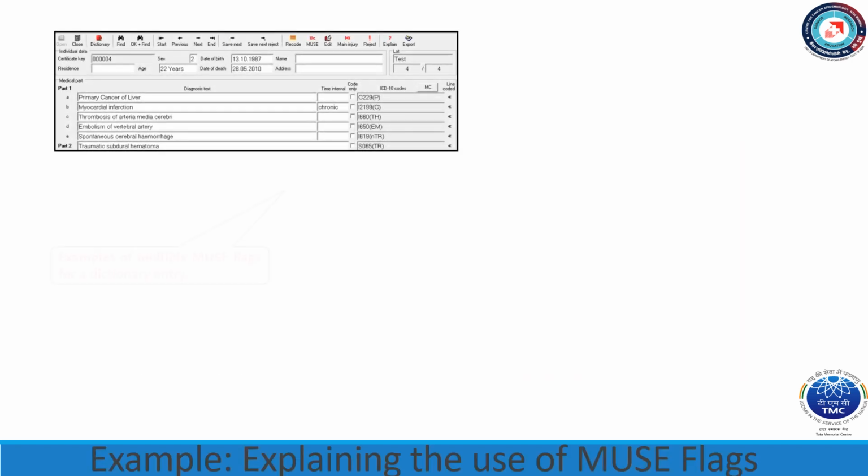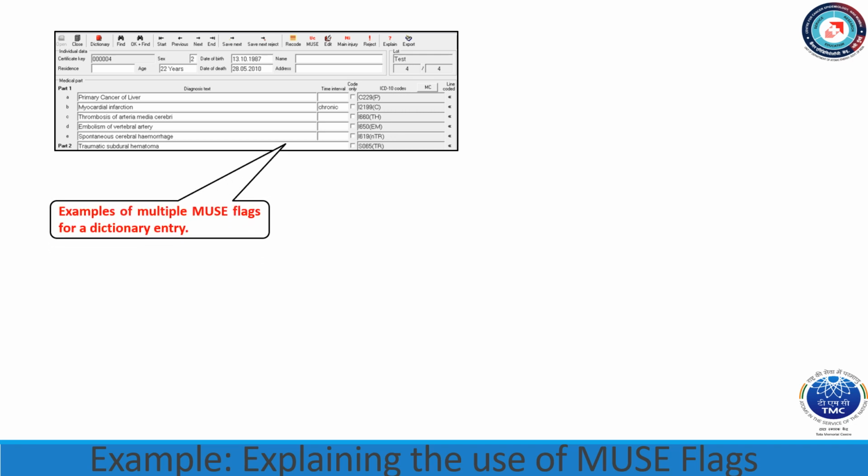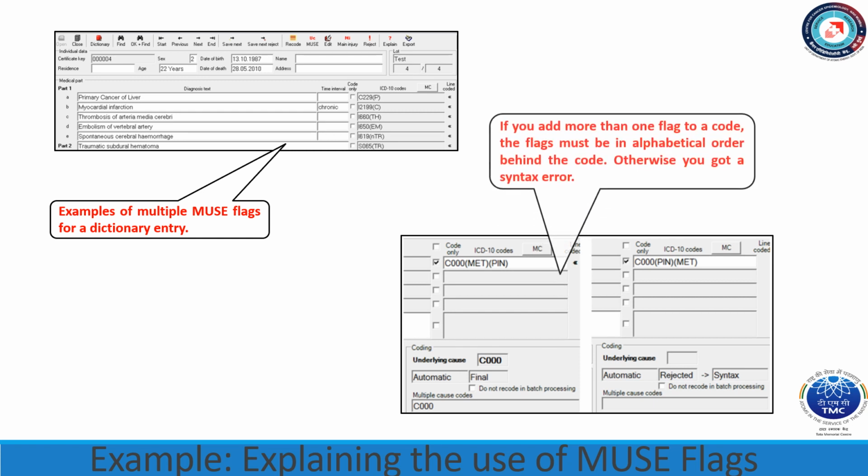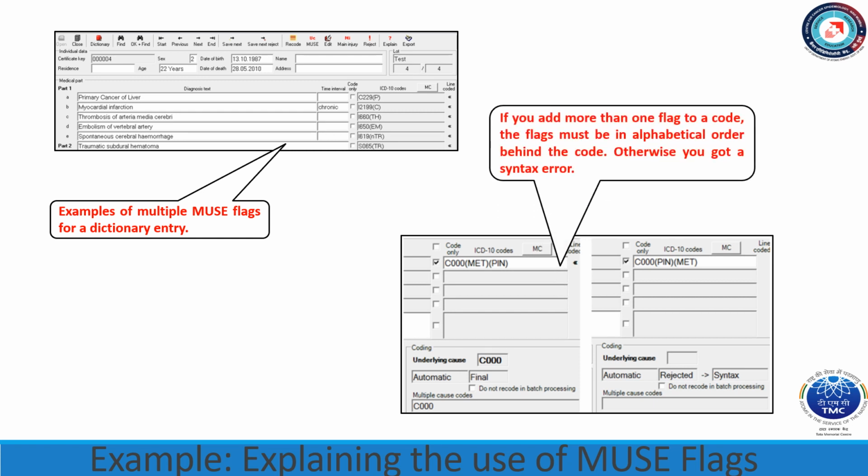Here are examples of the multiple Muse flags for a dictionary entry. Finally, when adding more than one flag to a code, one must be considerate that the flags are in their alphabetical order and besides the code, or else a syntax error occurs, restricting the particular case from being finalized by Muse.